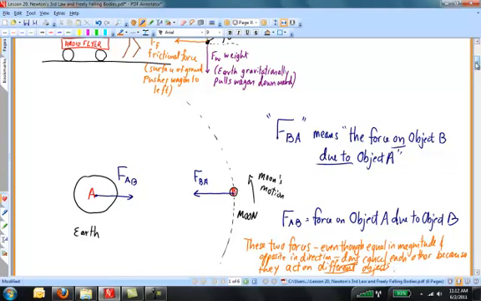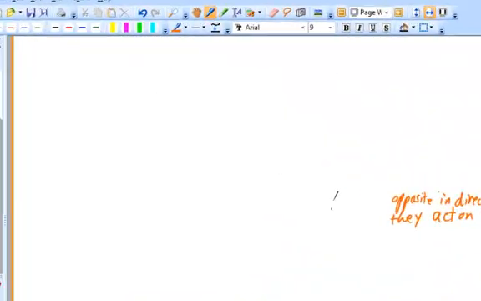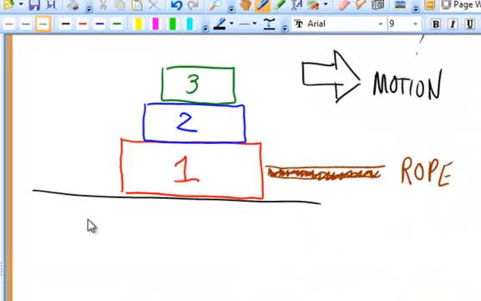Let's now take a look at a more complicated example. Let's suppose I have 3 stacked blocks with block number 1 being pulled by a rope, as in this diagram. Let's suppose that block number 1 sits on a frictionless floor. Let's further suppose that the surfaces between the blocks are actually rough, so that friction does act between those blocks, allowing the blocks to move together as a unit.